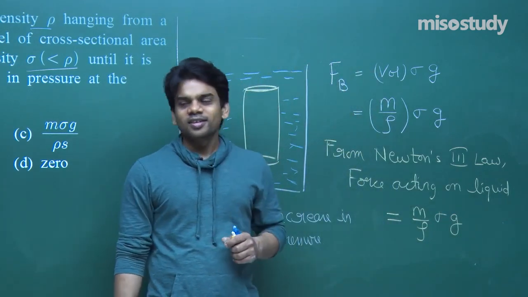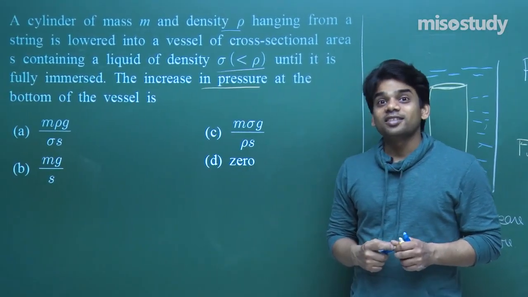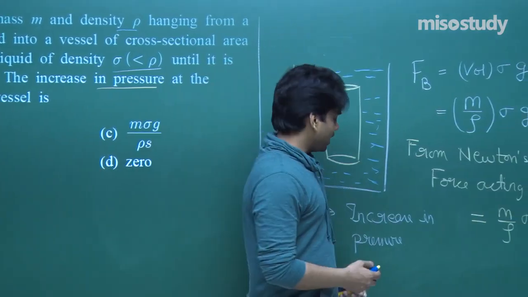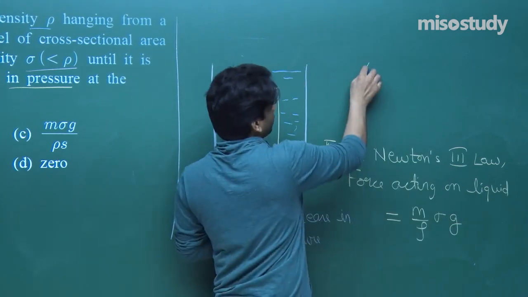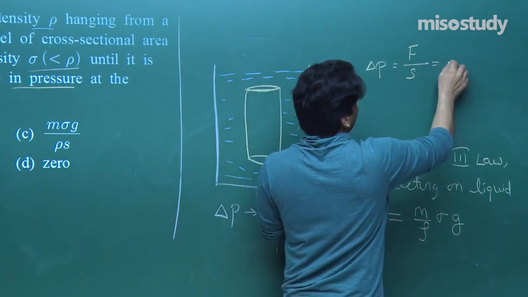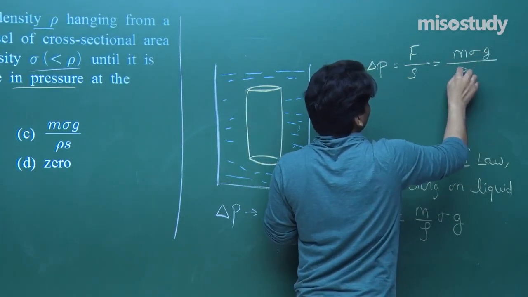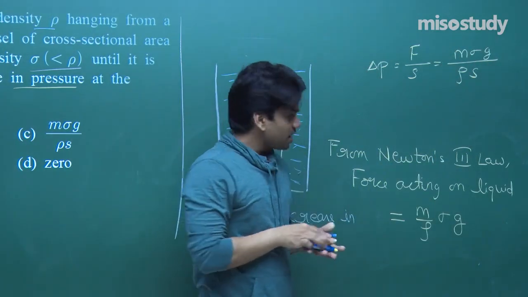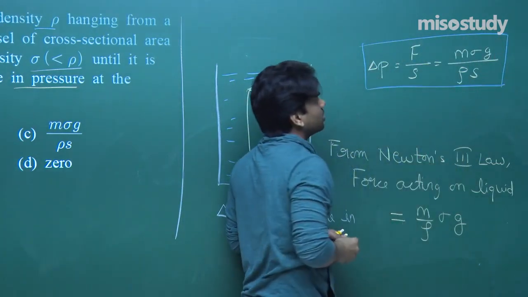So force we got. Now the increase in pressure at the bottom of the vessel is the increase in force just divided by its area of cross section, that is S. So the increase in pressure, delta P, is equal to force upon surface area, that is given as S. So m sigma G divided by rho into S. This is the answer, m sigma G by rho S. Let me encircle this part.